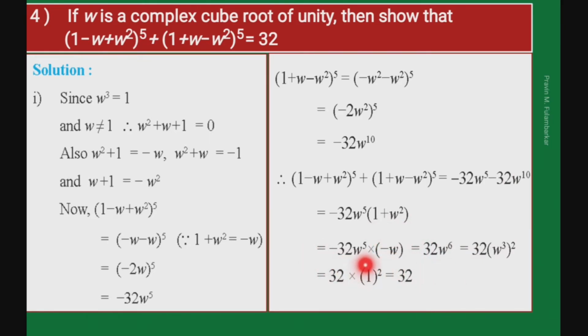So this minus minus gets plus. So we write 32ω^5 into ω, we get ω^6. So again we split this power 6 into 3 into 2, so (ω³)². Again we write this ω³ as 1. So 1 square we get 1. So 32 into 1 we get 32. In this way we can show this LHS equals RHS.